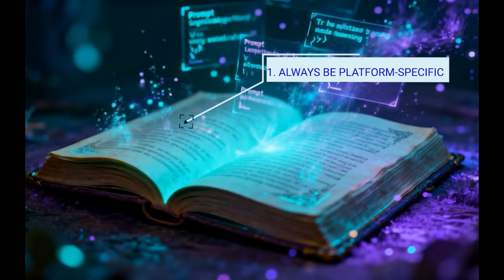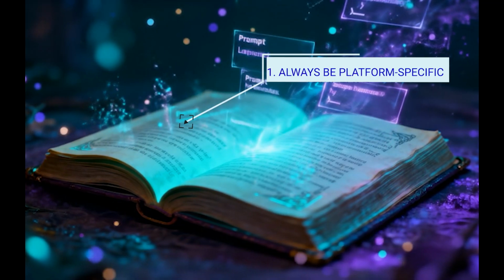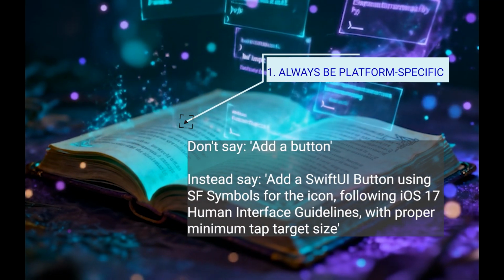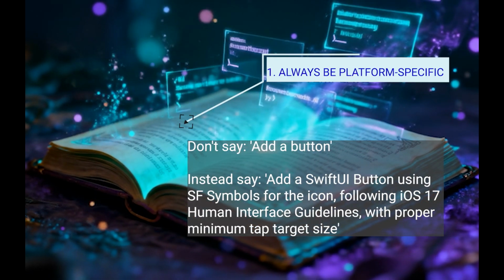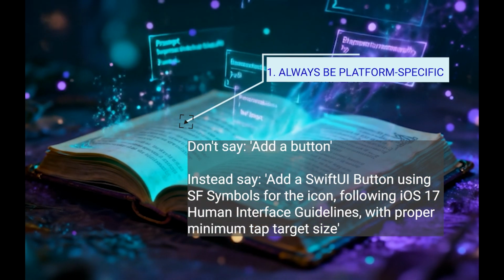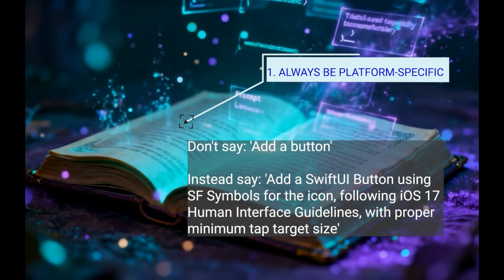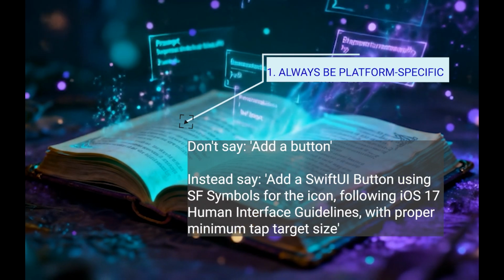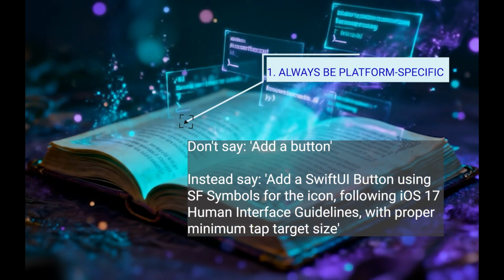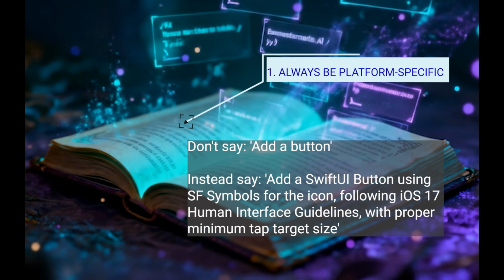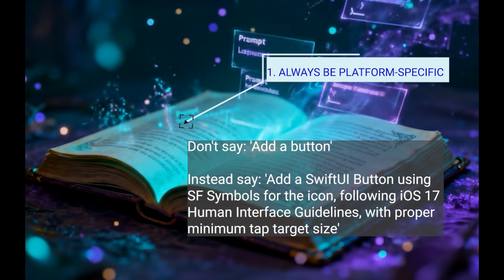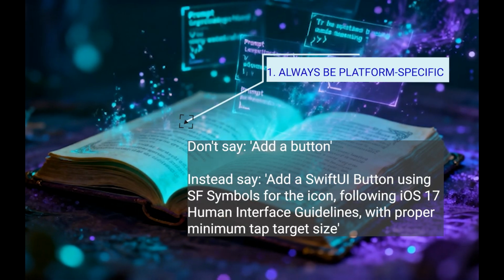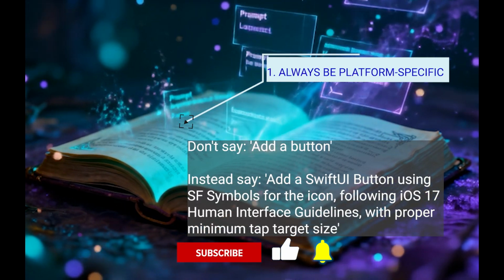Always be platform specific. Don't say add a button, instead say add a SwiftUI button. Use SF Symbols for the icon following iOS 17 Human Interface Guidelines with proper minimum tap target size. See the difference? The more specific you are about iOS and SwiftUI or Apple's conventions, the better code you get. The AI knows every iOS API, every SwiftUI modifier, every Apple guideline, but you just have to trigger that knowledge with specific language.